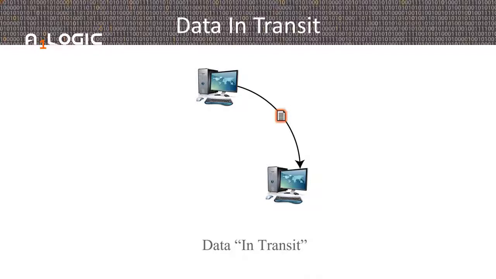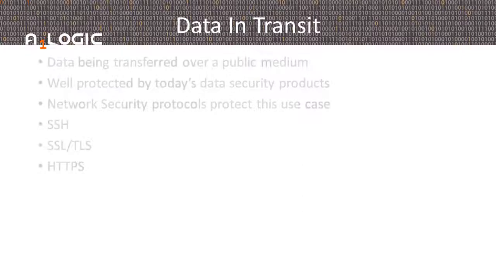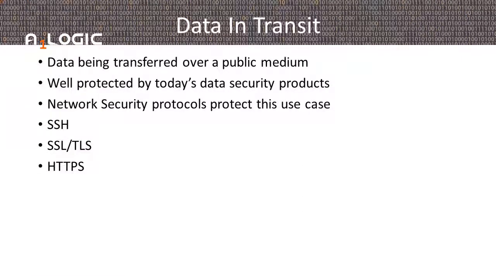Data in transit is when it is transferred over a public medium that the attacker has access to. Data in transit is generally well protected by today's security software. Many network protocols exist today to protect data in transit.